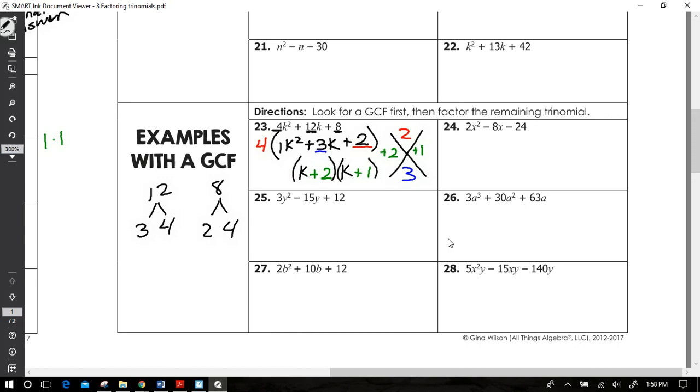Wrap them up. Bring down this 4. A lot of people forget to do that. And that is my whole answer right there. That is all of it.